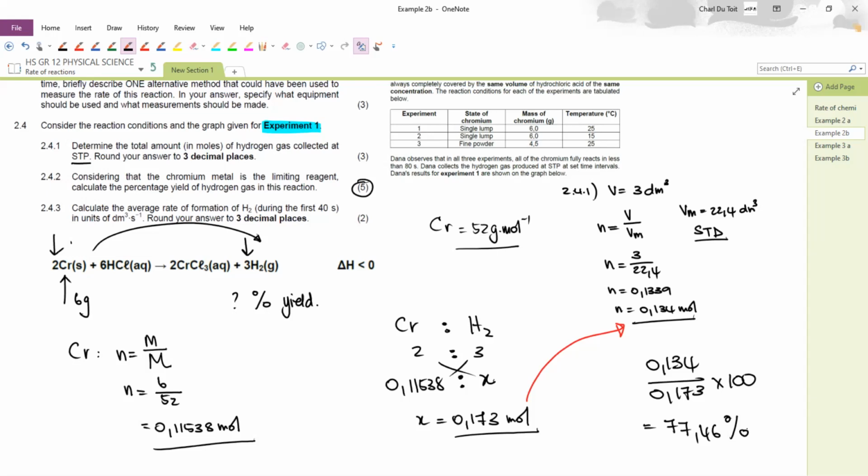Do you understand? By capturing the hydrogen gas in a balloon or something, some of it can get lost. Some of it can diffuse through the walls of the balloon or whatever. There is some element of inaccuracy in this physical experiment, and we've just found it out. It's only 77.46% of the yield we should be getting. Do you understand this?